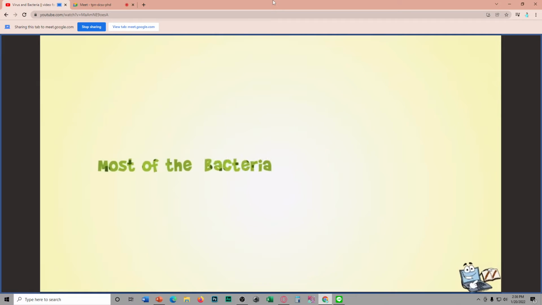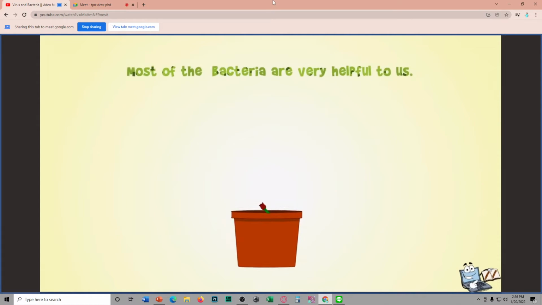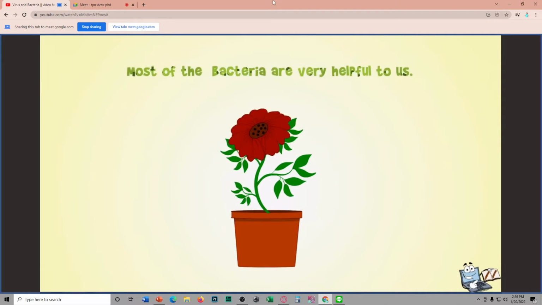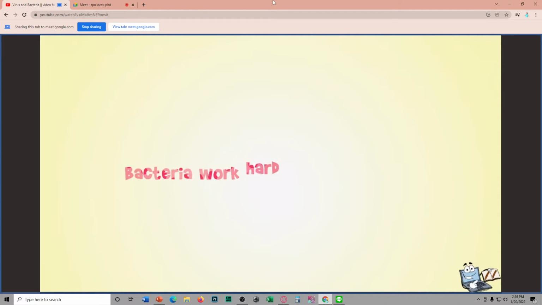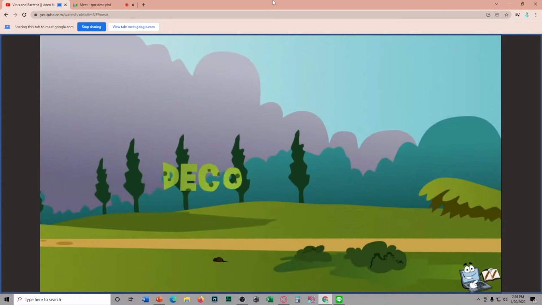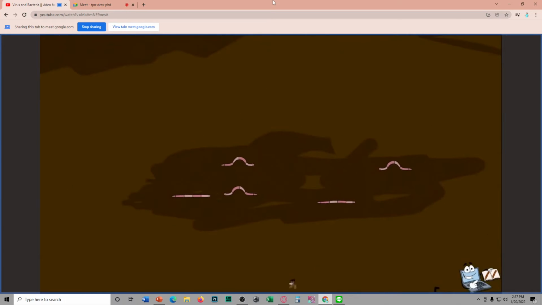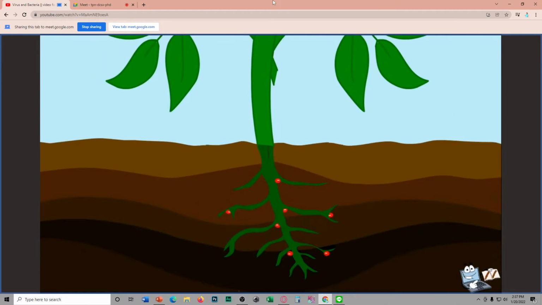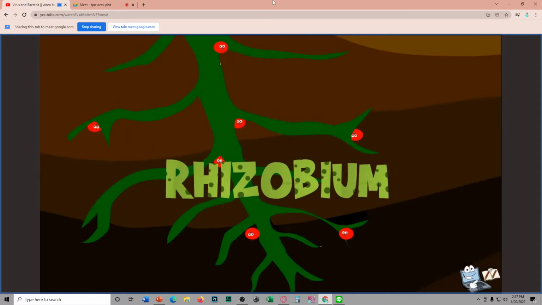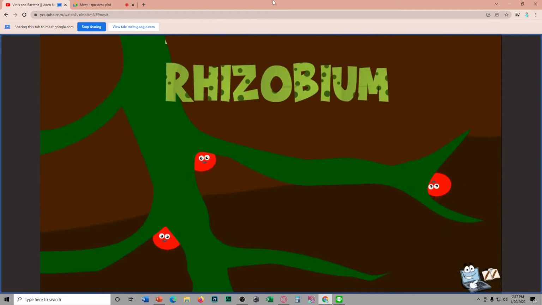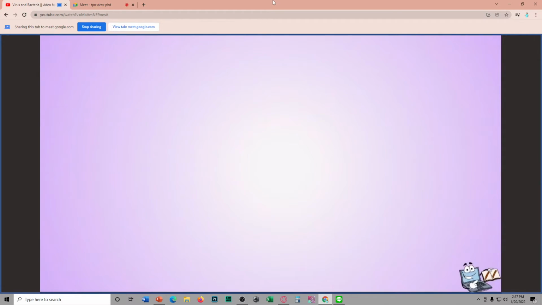Most of the bacteria are very helpful to us. They play an important role in the planet's ecosystem, as well as in human survival. Bacteria work hard in the soil for us. One type of bacteria, called decomposers, break down material from dead plants and animals. One more type of bacteria in the soil is rhizobium. It helps to fertilize the soil with nitrogen for plants to use when growing.